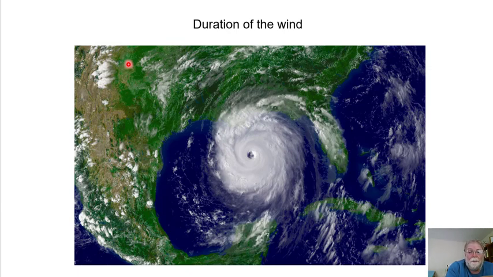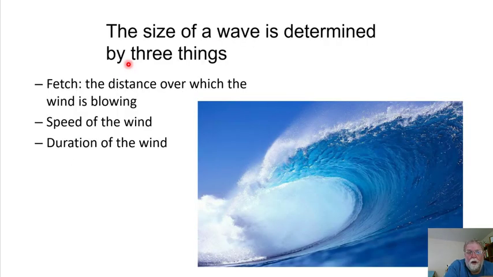And so, in a perfect world, you've got wind blowing really fast for a very long time and over a large area, right? Those three things are what will go into making a nice, good, big, surfable wave, right? Wind blowing over a large distance for a long time and very quickly. Take away any one of those things, and the size of the wave starts going down.